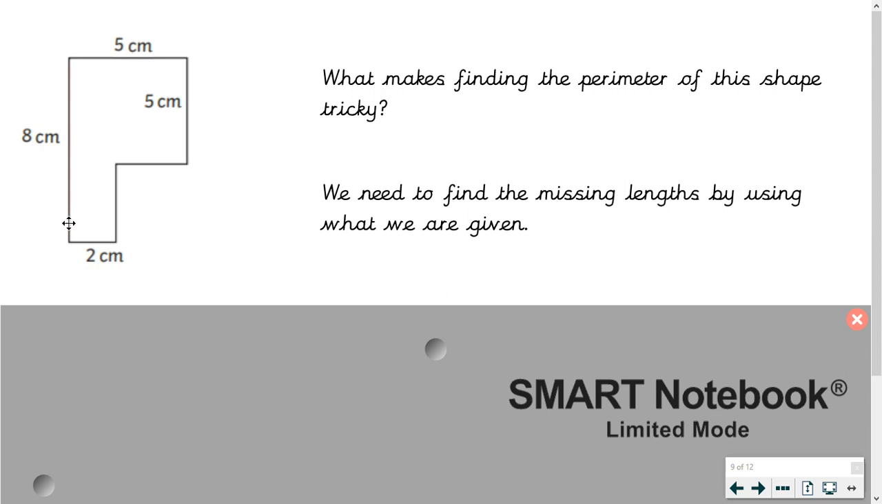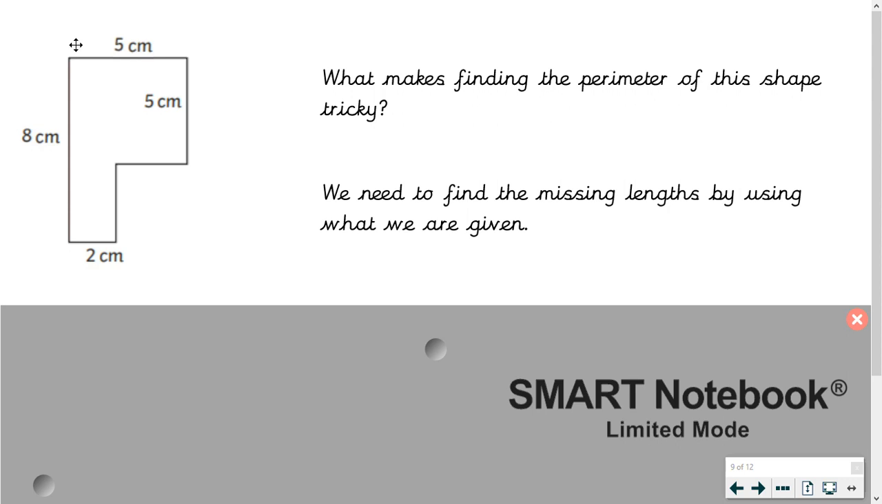Okay, so we've got a rectilinear shape. We've got 8 centimeters, 5 centimeters, 5 centimeters, 2 centimeters. We have 2 sides here with no lengths. So we're going to have to work out what those are to get the perimeter. So we need to find those missing lengths.